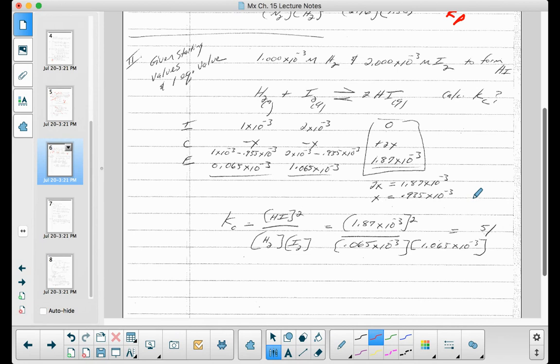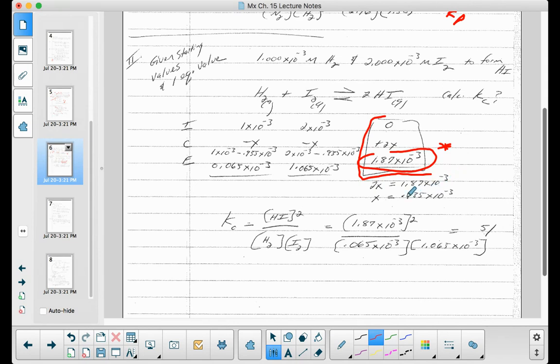It's just another example of how to use an ice chart. And the values that would be given for this would be for hydrogen and for the iodine. And then what does that look like here? What I know is that I would have to be given a little bit of information in order to get myself to a solution here. This information would have to be given so that I could box out this information here to come up with my algebraic expression. 2x is equal to 1.87 times 10 to the negative third.